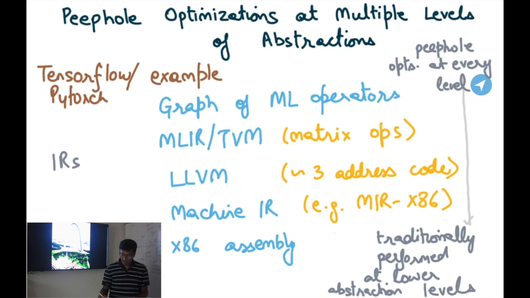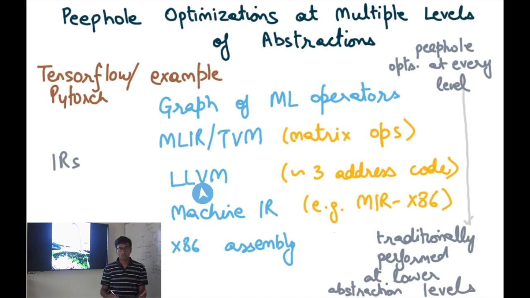They can appear at every level. For example, if I take the example of a TensorFlow or a PyTorch program, which involves a compilation of graph neural networks or neural networks in general to optimized code, then you can do Peephole optimizations on the graph of the ML operators, the machine learning operators, or on the MLIR or TVM representations of those programs, which involve matrix operations like matrix multiplication, matrix inverse, etc. So you can, for example, say, here's a Peephole optimization that says that if you multiply a matrix by its inverse, then you can replace it with the identity or something like that. These kind of things can also be represented as Peephole optimizations.